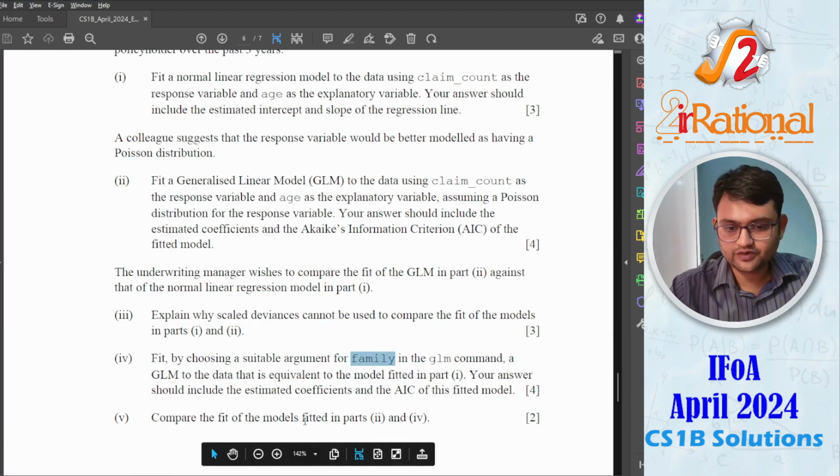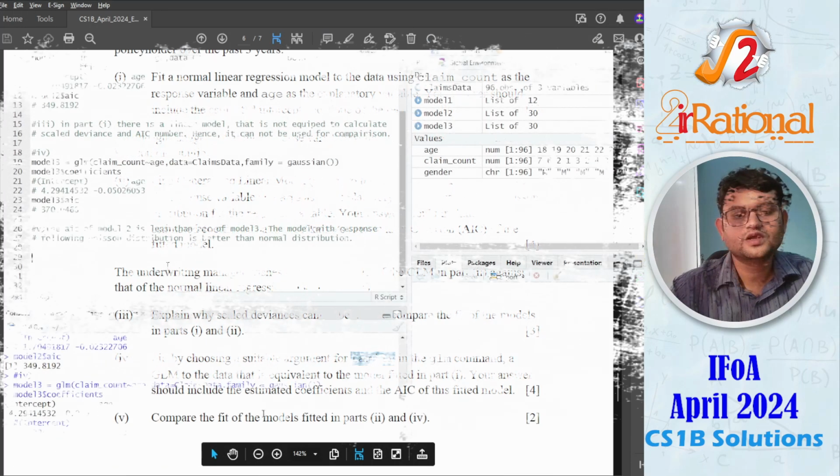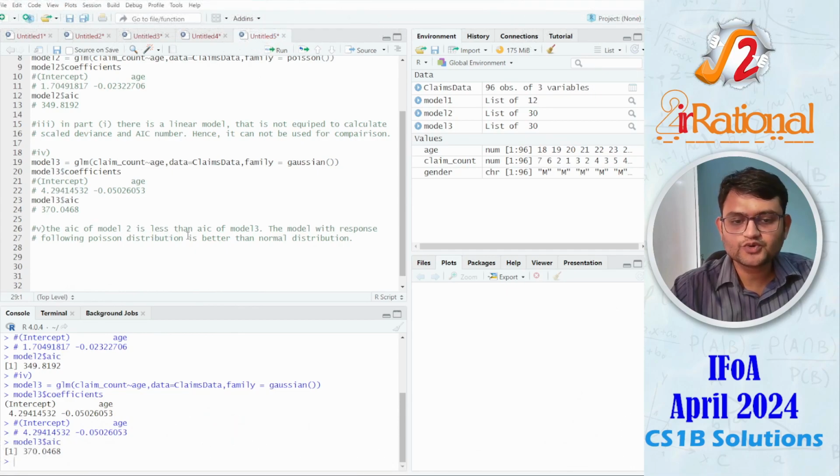Fifth, compare the fit of the model fitted in part 2 and 4. The AIC of model 2 is less than the AIC of model 3. The model with response following Poisson distribution is better than the normal distribution.